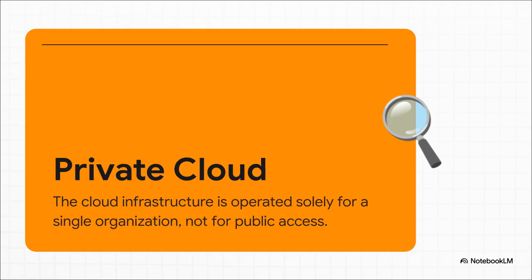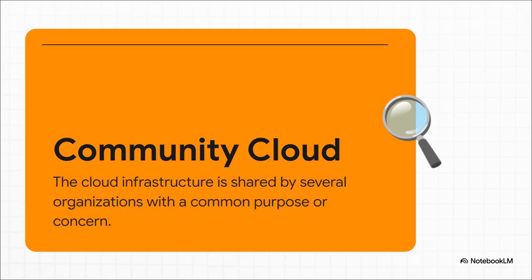But what if you need more control, more privacy? Well, that's where a private cloud comes in. This is like having your very own exclusive, members-only library. It's run for just one single organization, so they have complete control over their data and their security. And then there's something in the middle, the community cloud. This is where a few organizations that have something in common, say a group of research universities, all chip in to create a semi-private cloud that's built just for their shared needs.